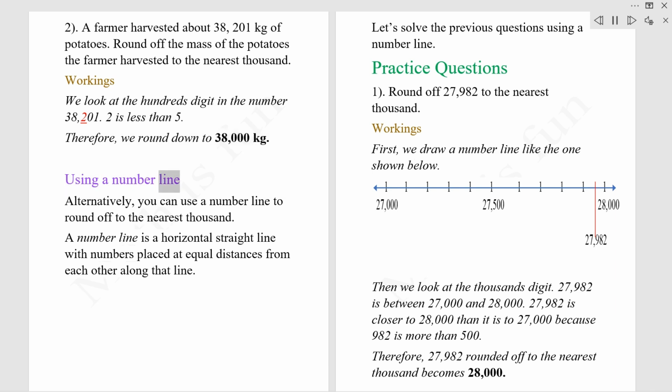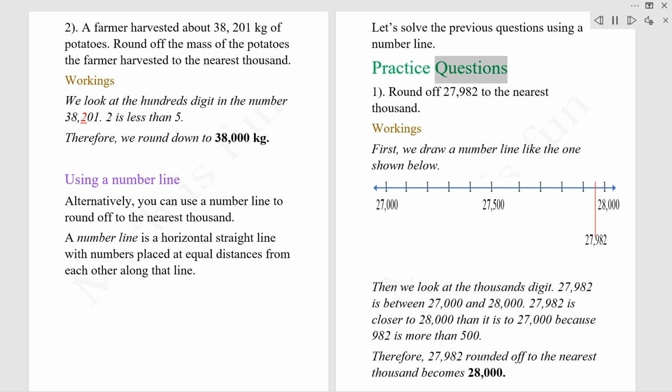Using a number line. Alternatively, you can use a number line to round off to the nearest thousand. A number line is a horizontal straight line with numbers placed at equal distances from each other along that line. Let's solve the previous questions using a number line.